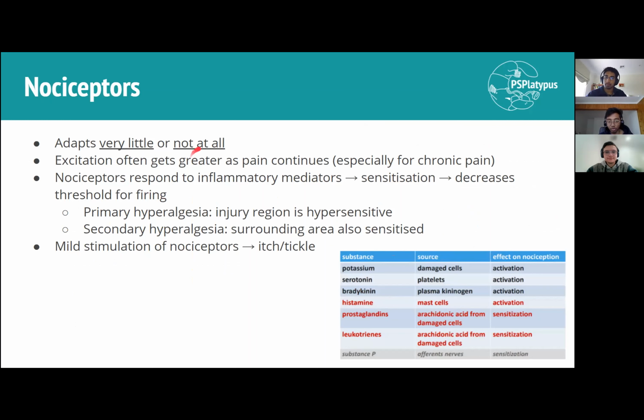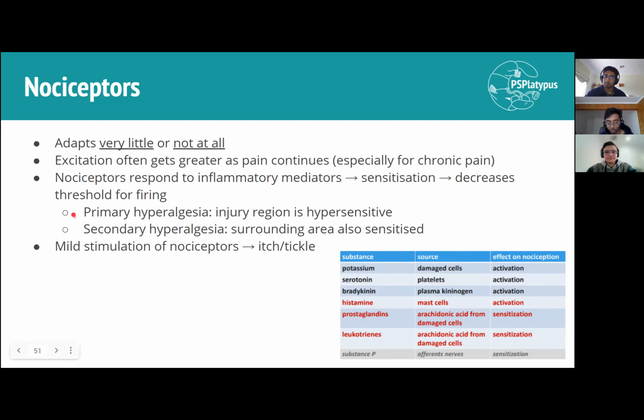They adapt very little or not at all. And often we talk about sensitization, and that's true. It gets greater as pain continues, especially for chronic pain. Sensitization can occur due to inflammatory mediators, which decrease the threshold for firing. If you see on this diagram here, we have a bunch of different substances and what they do on nociception. We have a lot of different substances that activate pain, and a bunch of prostaglandins and leukotrienes, which, if you remember from inflammation, sensitize the pain.